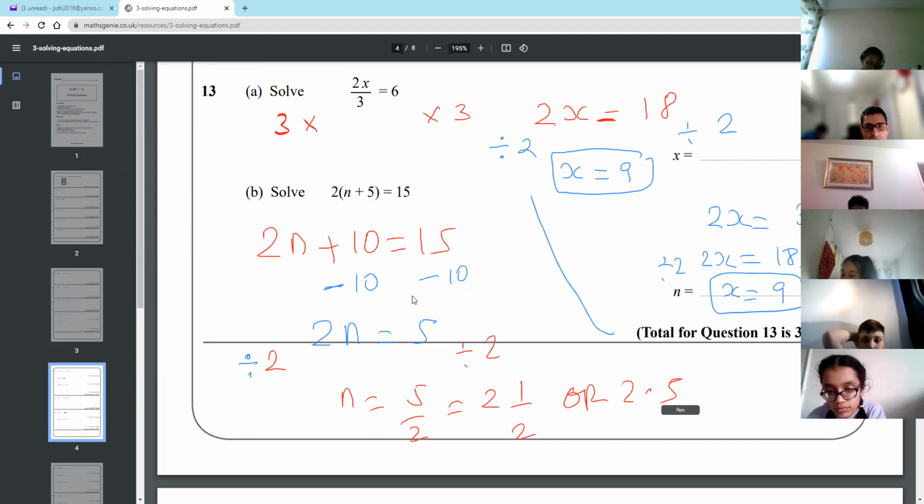So what we have done, if I say it again: we expand the bracket first, then we did minus 10 on both sides. We get 2n equals 5, but we don't need to find 2n, we need to find 1n. So we divide both sides by 2, and we end up with n equals 5 over 2. Non-calculator question, 5 over 2 is the same as 2.5.